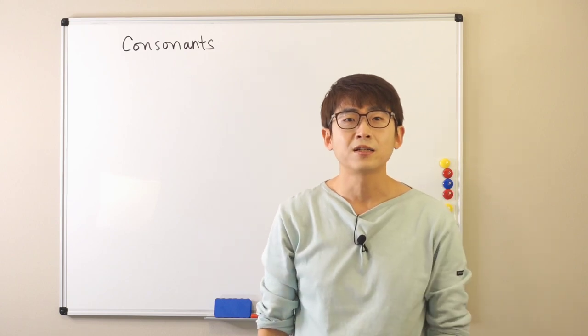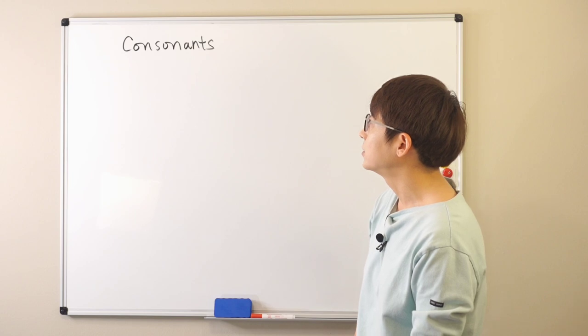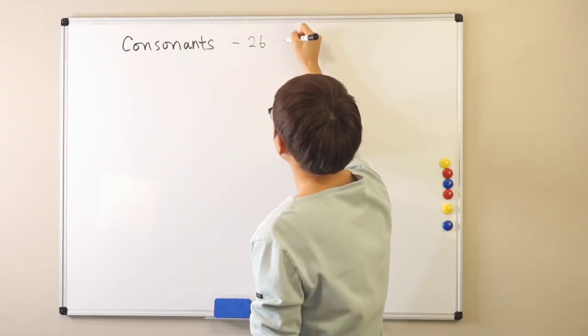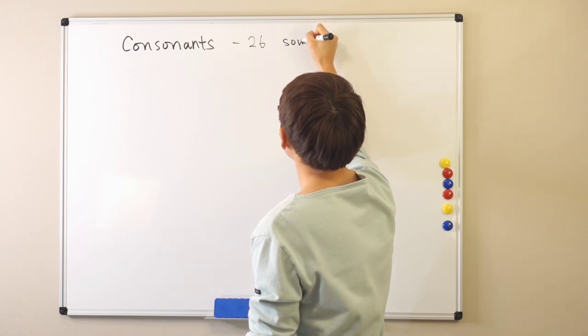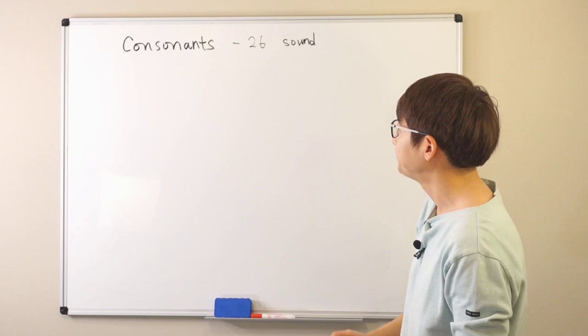So consonants are the physical, the actual sounds of English that we all want to learn, and there are about 26 sounds produced by English pronunciation.